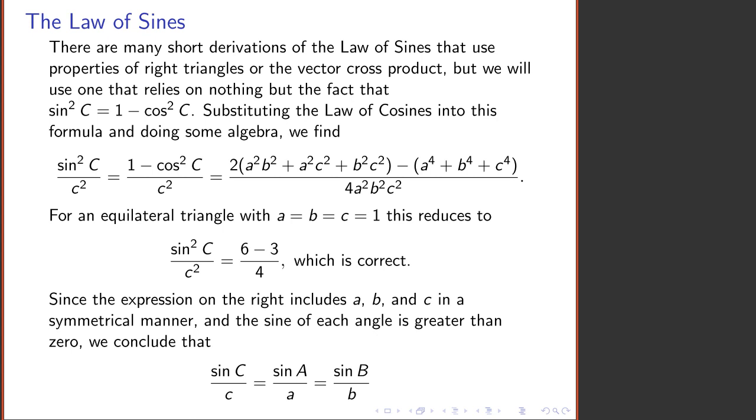If you want to check one special case of this, consider an equilateral triangle whose sides are all of length 1. In that case, the first term here is going to be 2 times 1 plus 1 plus 1, which is 6. The second term is going to be 3, and 6 minus 3 divided by 4 is equal to 2 over 4, which is equal to a half, which is indeed equal to the cosine of the 60-degree angles in an equilateral triangle.